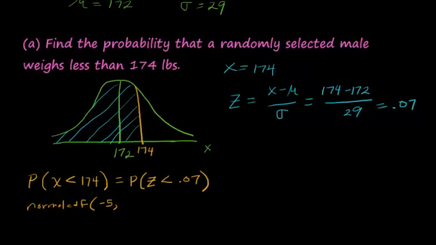So let me label those. The mean z-score is 0. The z-score of my value of interest is 0.07. So I'm going all the way to 0.07.